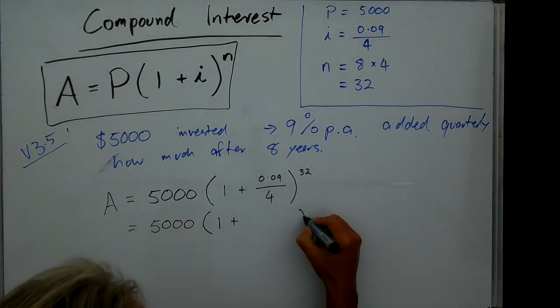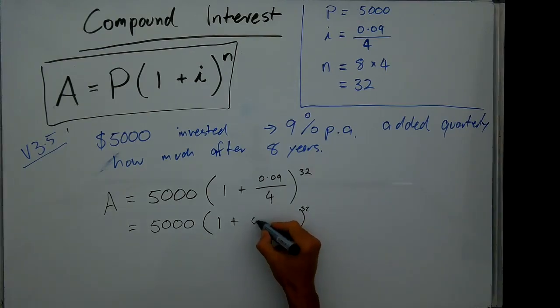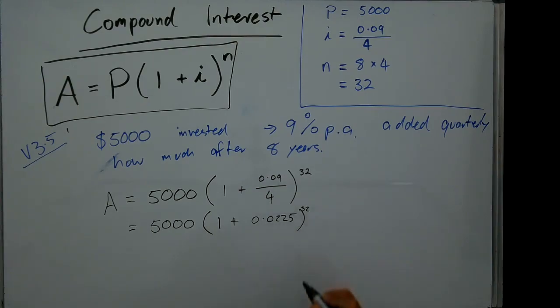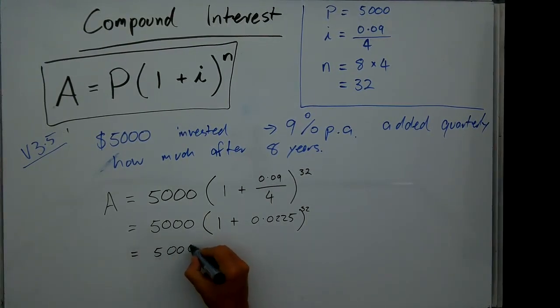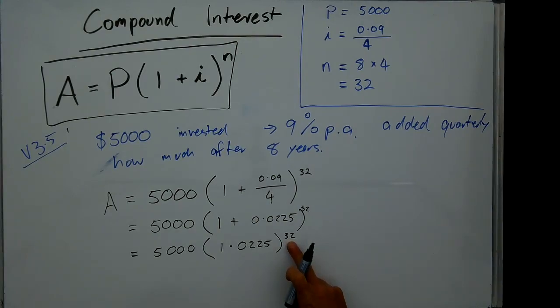So I'm just going to do this one step at a time. 0.09 divided by 4 is 0.0225. It's easy just to add these because that 1 just pops in there. 1.0225. So we need to take this number and raise it to the power 32.